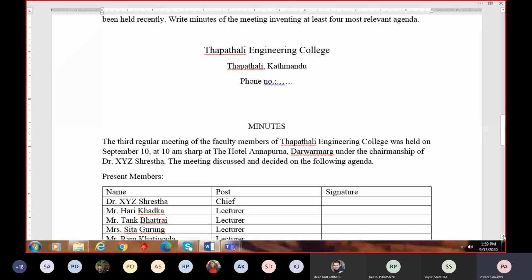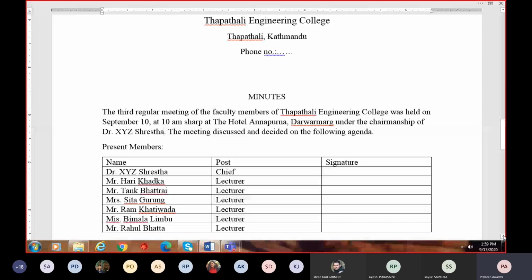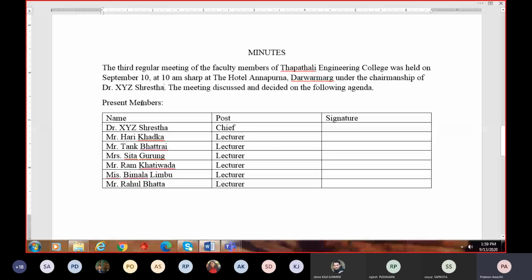Then present members. You write the name of present members. You should invent all these things, right? So this is, you should think. Name. Now, one thing you should not forget is many of the students write under the chairmanship of here name, but in present members, they forget to include this name. You should not do that. You should be careful about it, right? Name of the chairman should be here in the list of present members.